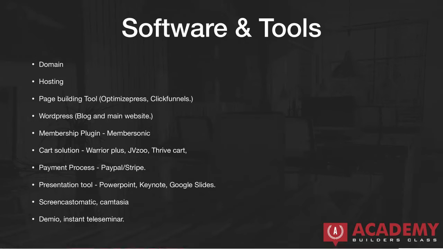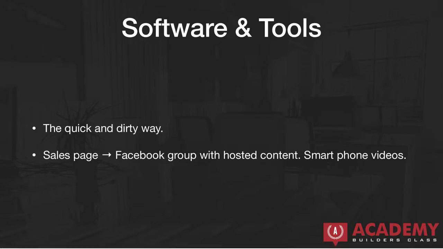So that's a quick rundown of the tools that you can use to build this out if you want to do it the complex way. Now, if you want to do this quick and dirty and you're just like, hey, I'm not good at the tech stuff, I just want to get this thing out there and get it going, okay? Well, then you can use the quick and dirty way, which is essentially you set up a sales page and then you host all of your Academy content in a Facebook group, okay?